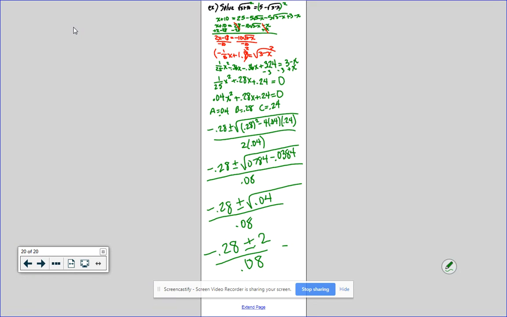Now negative 6. Negative 6 plus 10 is 4, square root of 4 is 2. 5 minus the square root of 3 minus negative 6, so 5 minus square root of 9. So 2 equals 5 minus 3. 2 equals 2. So in this case, both solutions are correct. I'm wrong.